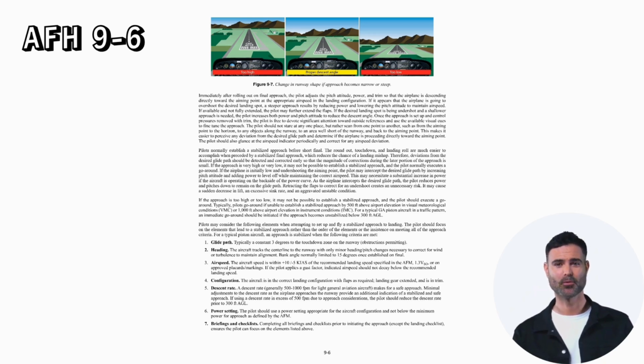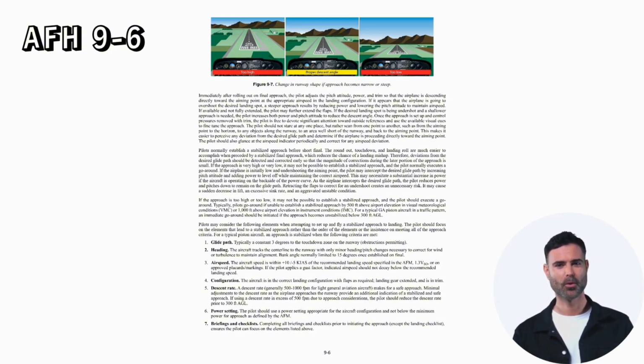5. Descent rate. A descent rate generally 500 to 1,000 FPM for light general aviation aircraft makes for a safe approach. Minimal adjustments to the descent rate as the airplane approaches the runway provide an additional indication of a stabilized and safe approach. If using a descent rate in excess of 500 FPM due to approach considerations, the pilot should reduce the descent rate prior to 300 feet AGL.